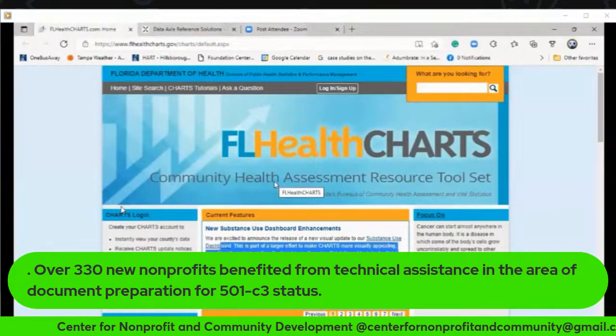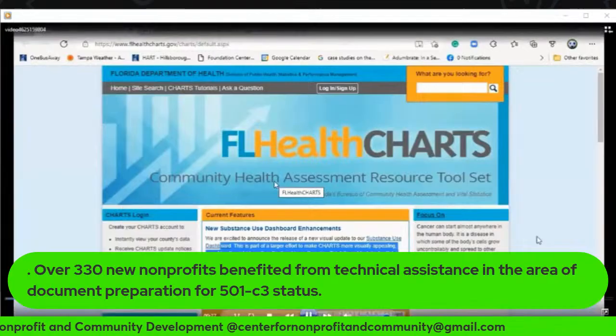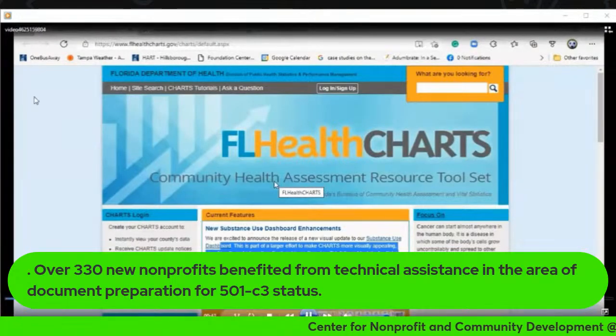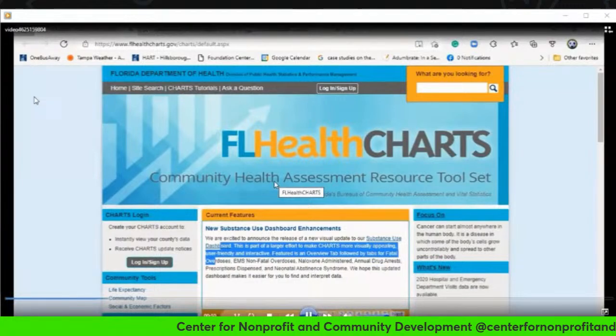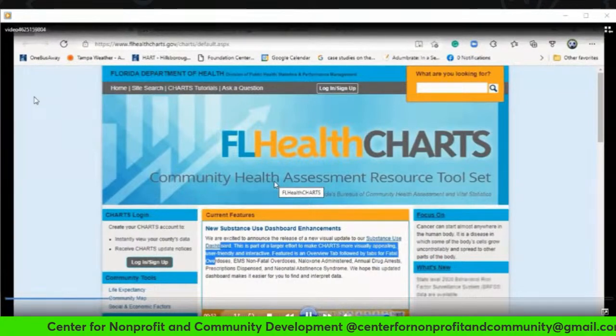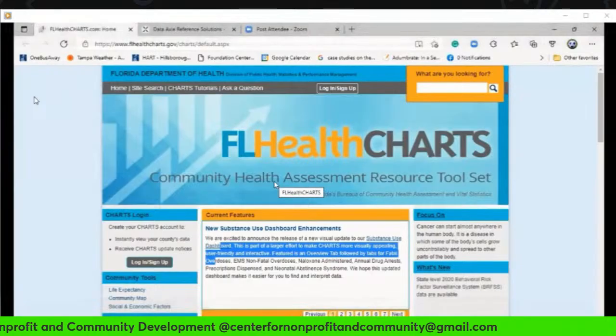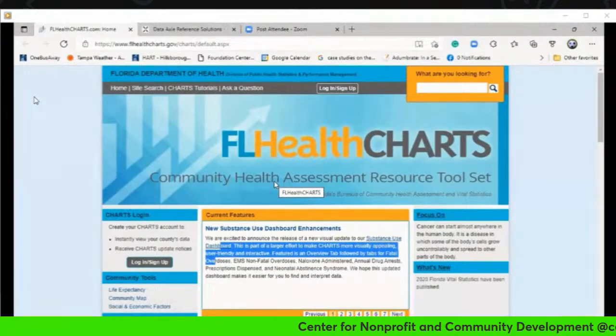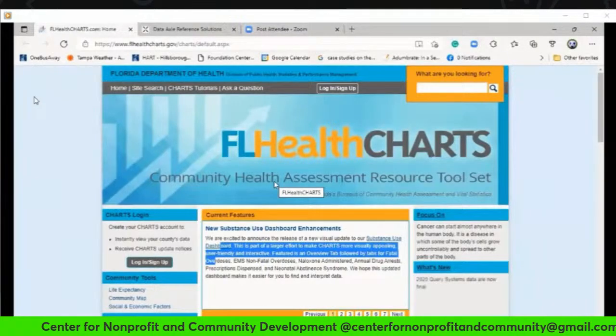Now, this site right here is only for those that are in the state of Florida. But a similar site exists in every state. Might be the Maryland Department of Health, it might be the New York Department of Health, but every health department has a site like this where you can gather some important data about the health in your community. Let's look at some information that this site provides.